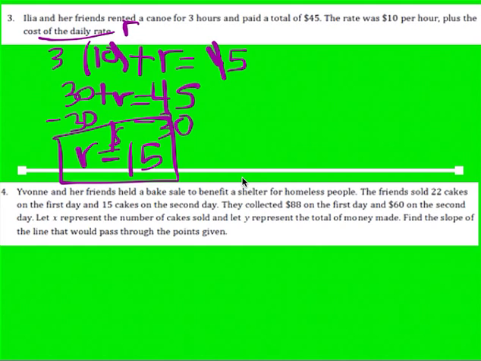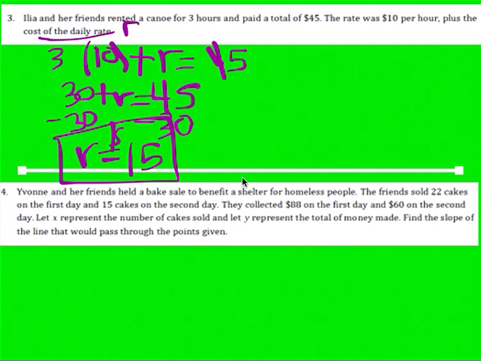So let's take a look at number 4. It says Yvonne and her friends held a bake sale to benefit the shelter for homeless people. The friends sold 22 cakes on the first day and 15 cakes on the second day. They collected $88 on the first day and $60 on the second day. Let X represent the number of cakes and let Y represent the total amount of money made.